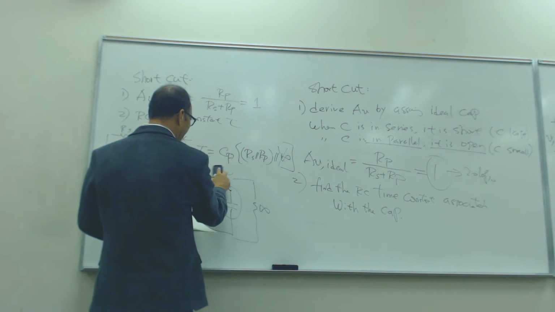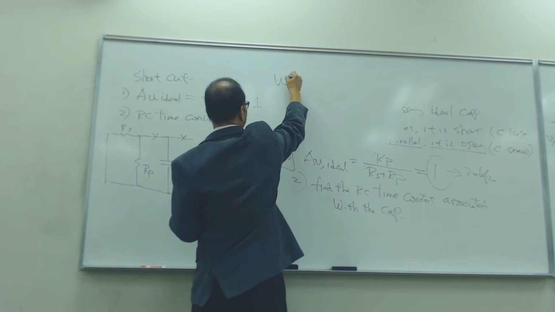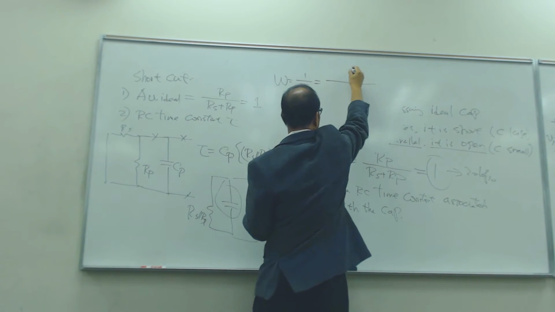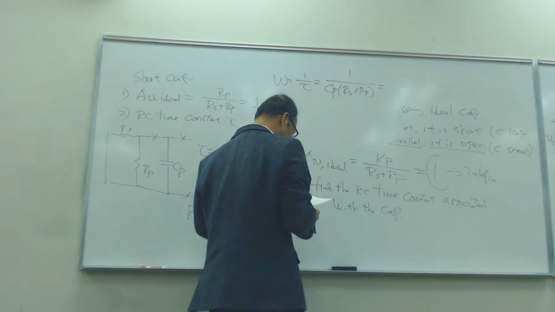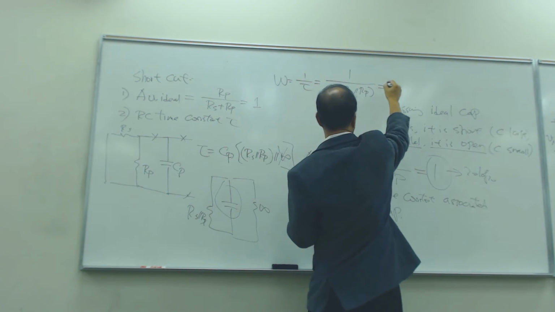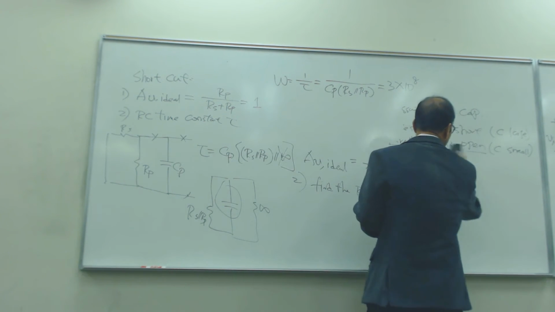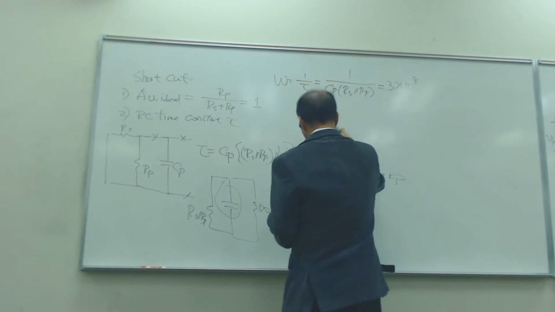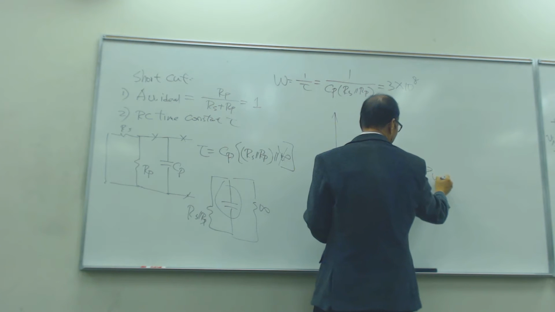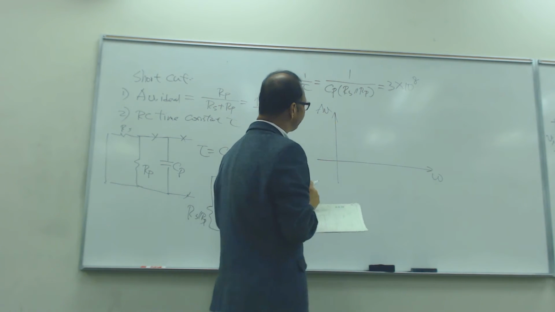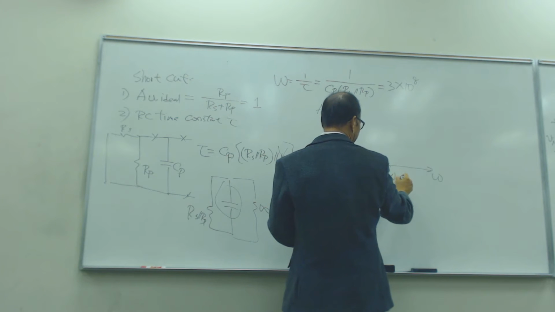So omega is 1 over tau and is equal to 1 over C sub P times R sub S in parallel to R sub P. And that, if you plug in the numbers, you'll find that it's about 3 times 10 to the 8. All right? So now you have these two pieces of information. You can go ahead and sketch the Bode plot. Omega, A sub B, right? So 3 times 10 to the 8, yes?